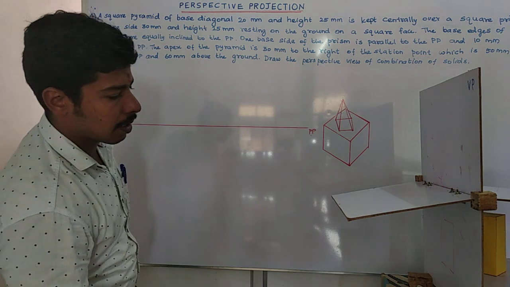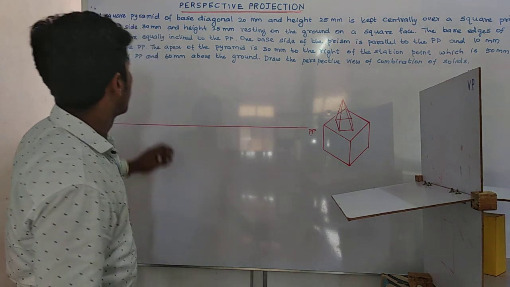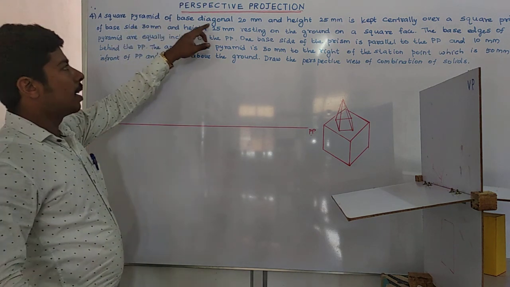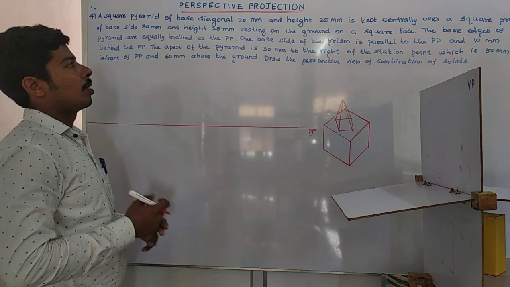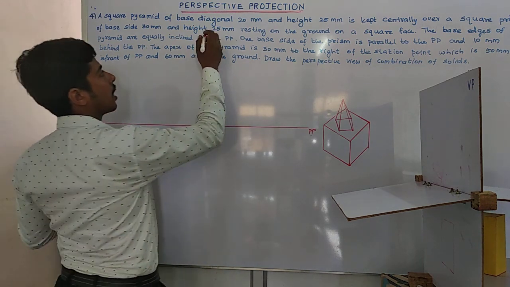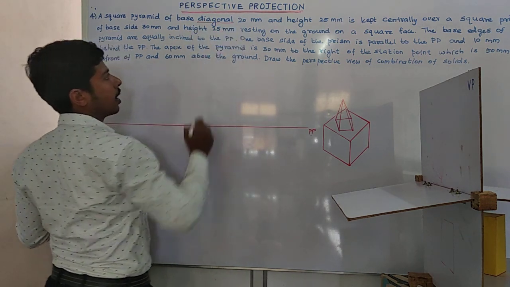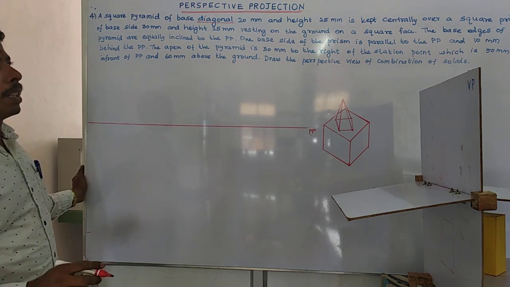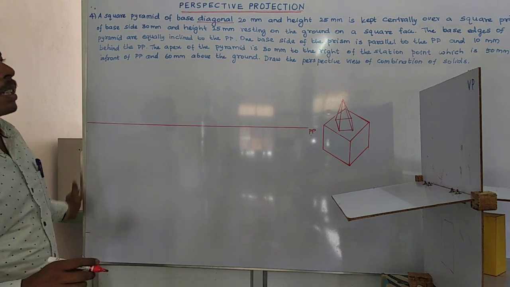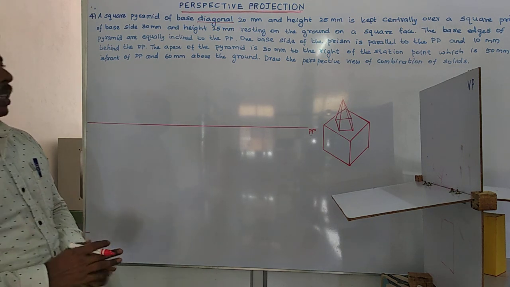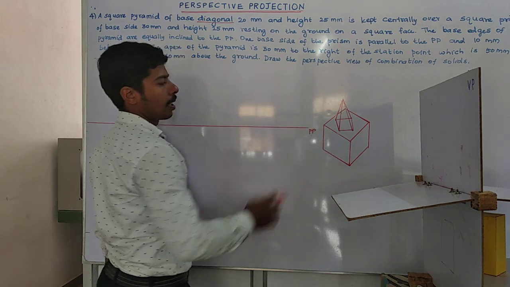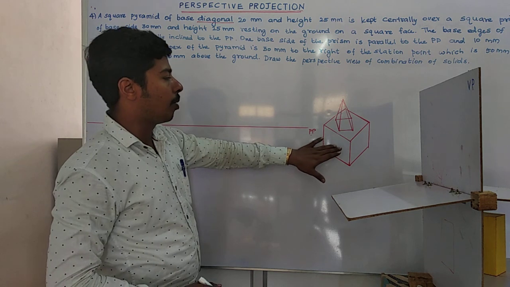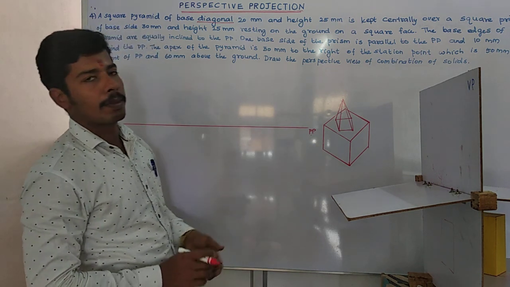So here in this, a square pyramid of base diagonal 20 mm and height 25 mm is kept centrally over a square prism. Like this, you can see this diagram. So a square pyramid is kept centrally over a square prism.